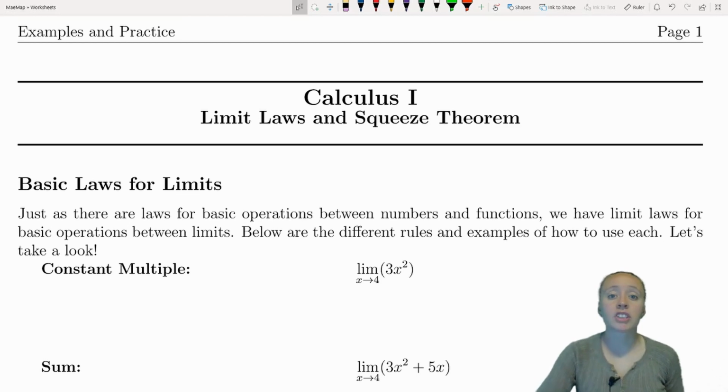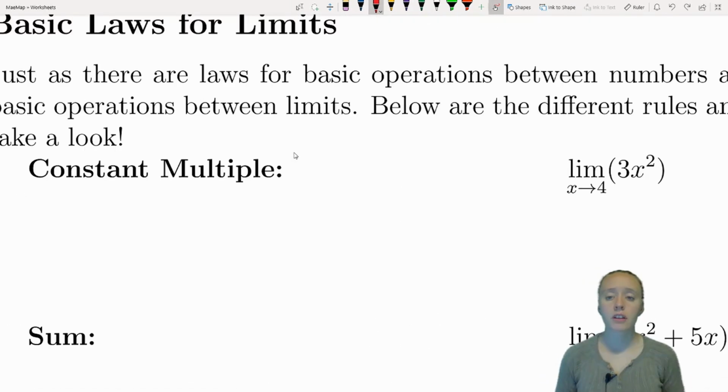Now, just as there are laws for basic operations between numbers and functions, we have limit laws for basic operations between limits. So below are different rules and examples of how to use each. Let's go ahead and take a look. The first law we'll discuss is the constant multiple law.